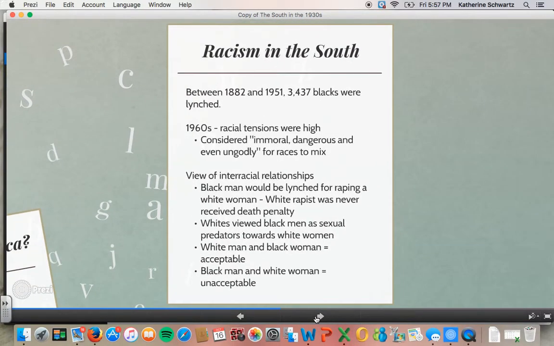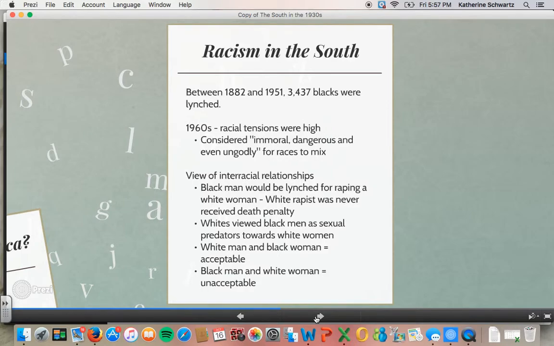So, racism in the South. A few interesting things that I found when I was doing research for this. One was that between 1882, just a little bit after the Civil War ended, and 1951, over 3,000 blacks were lynched. And in the 1960s, racial tensions were still high. So this is after the story was taking place. This is when Harper Lee was writing the story.